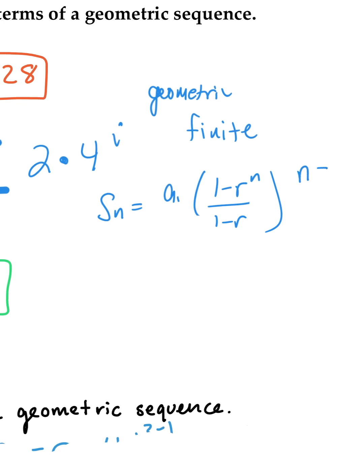What is your n value? Top minus bottom plus 1. 15 minus 4 plus 1. How many numbers total am I talking about? 12. Good. It's not 11, it's 12.